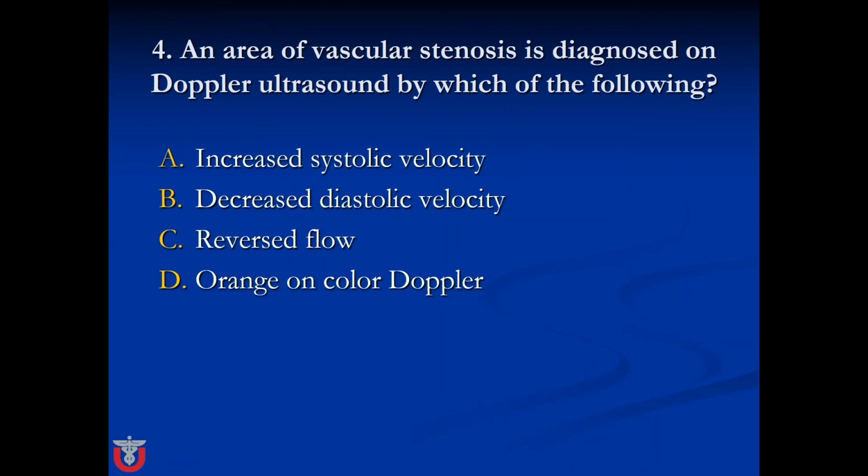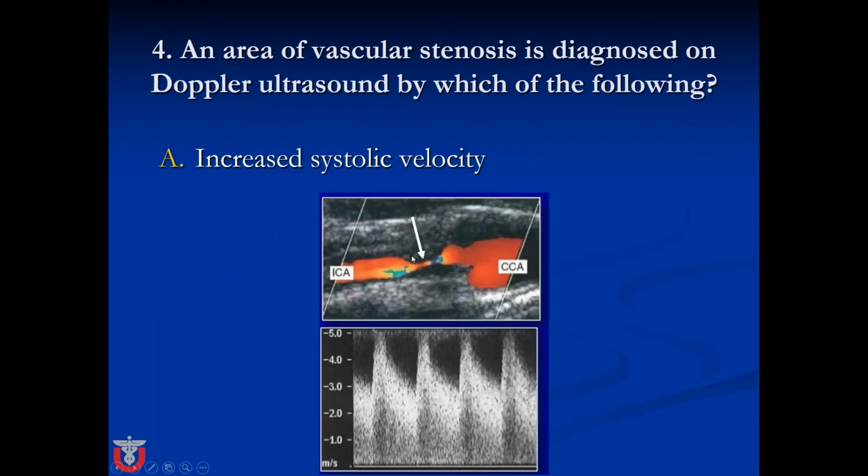An area of vascular stenosis on Doppler ultrasound, what would it do? It would absolutely increase systolic flow. And there is the area of narrowing. It also increases diastolic flow too, both. There's no reversal, and we already learned color doesn't mean anything. Color is just arbitrarily assigned by the person who's running the ultrasound.